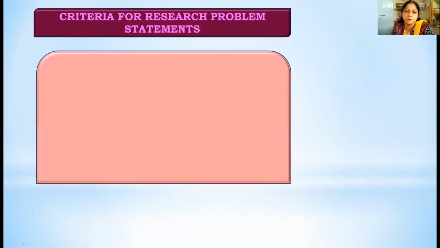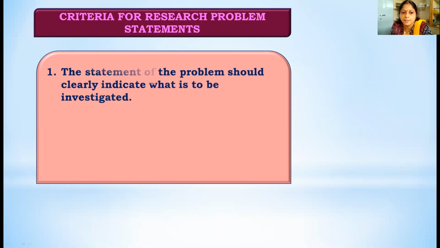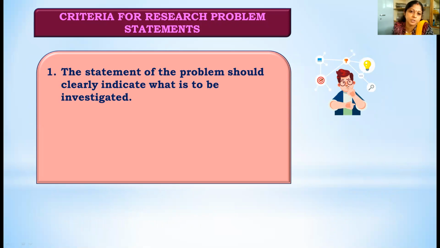And what are the criteria for a research problem statement? What are the criteria you have to consider while writing your research problem statement? The first one is that the statement of problem should clearly indicate what you are investigating. That means the title of your research should indicate what you want to investigate. If my title is to study the knowledge and perception of farmers, I want to find out the knowledge and perception of the farmers. That is my investigation.